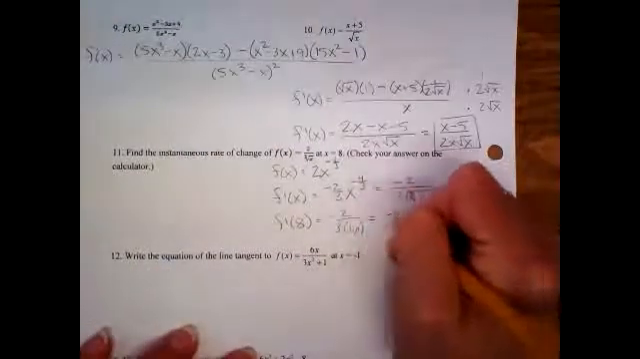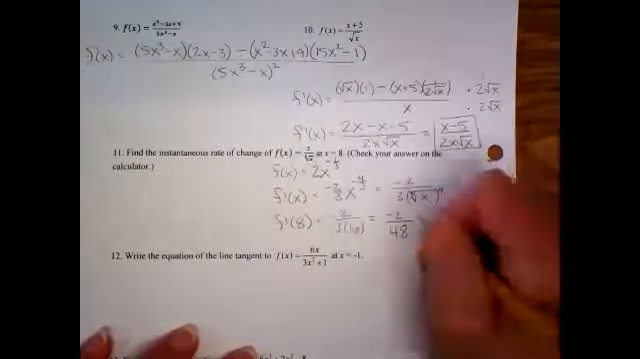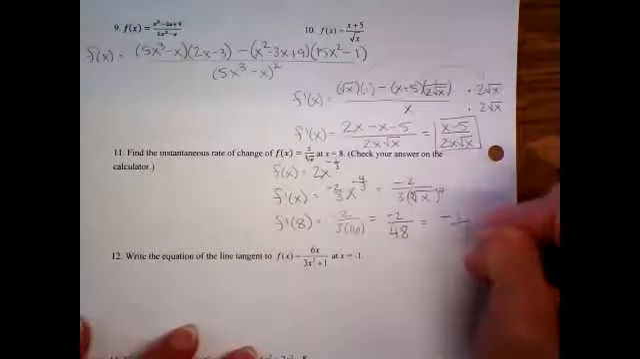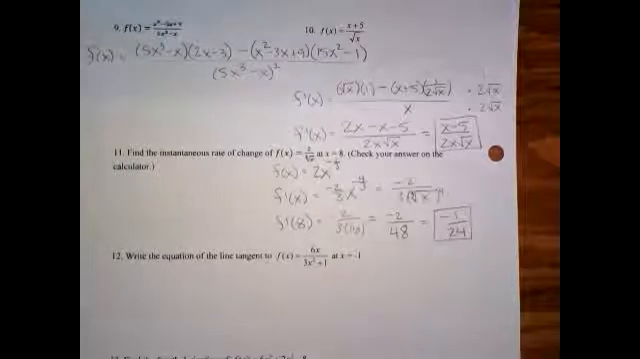16 times 3, 48. And then that's going to reduce to negative 1/24. All right, I do want to show you how to do this on the calculator. So I'm going to pause the recording and let you all grab a calculator.